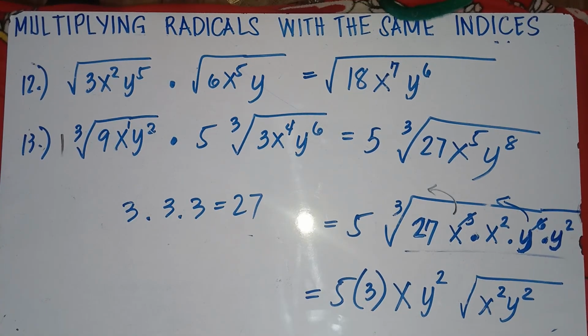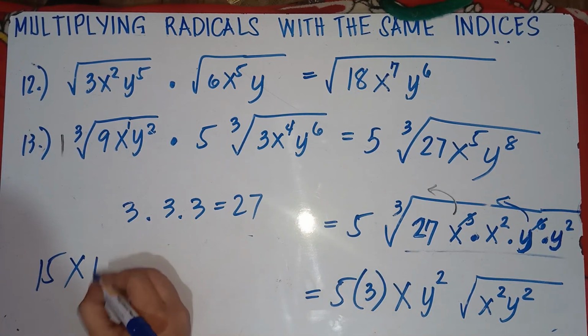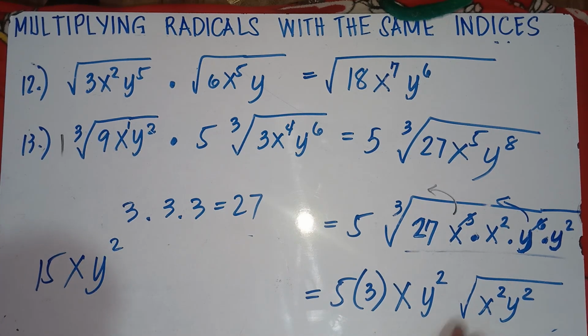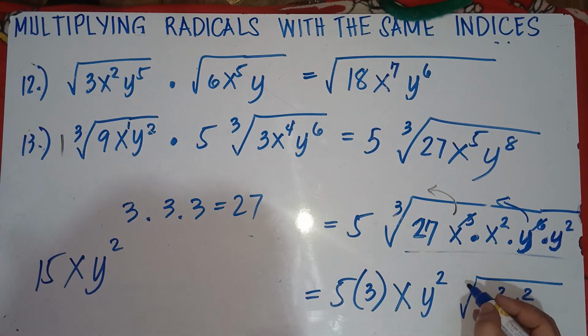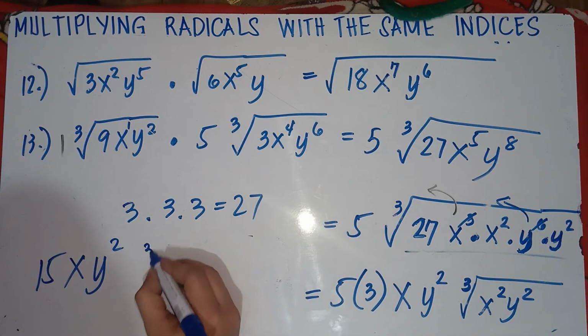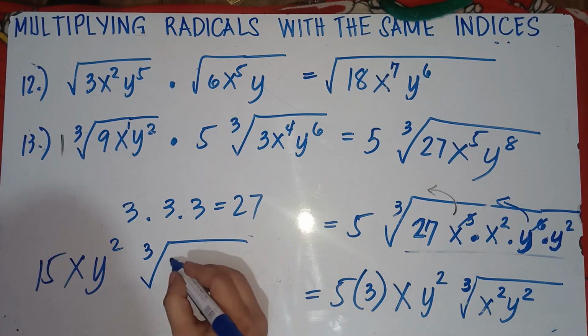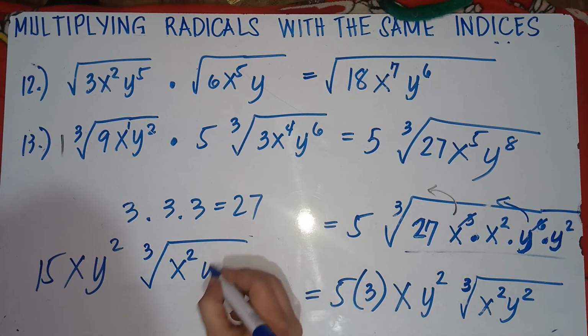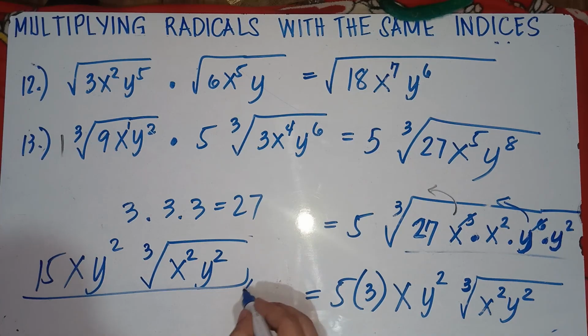Alright, and our final answer will be, so 5 times 3, that is 15. Then copy x, then copy y squared. And do not forget, class, the cube root. So, always be careful with this one. So, do not forget the cube root here, the index 3. So, that would be the cube root of, so copy x squared, then y squared. That's it, class. This is the answer for number 13.